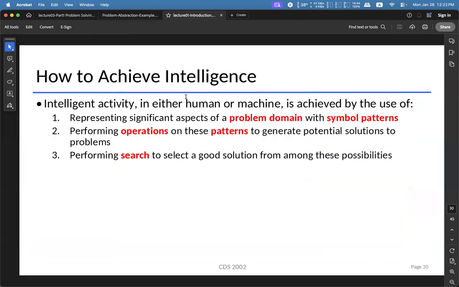Intelligent activity in either humans or machines is achieved by representing significant aspects of a problem domain with simple patterns. We did so: we converted the number of chickens and the number of rabbits into x and y, and we also converted the description of the problem into sentences connected by symbols, as equations connected by symbols. And the next step is we perform operations on these patterns to generate potential solutions to the problem.